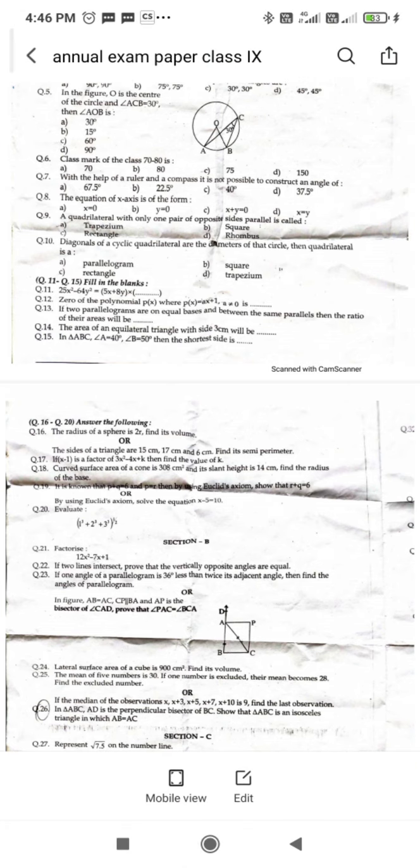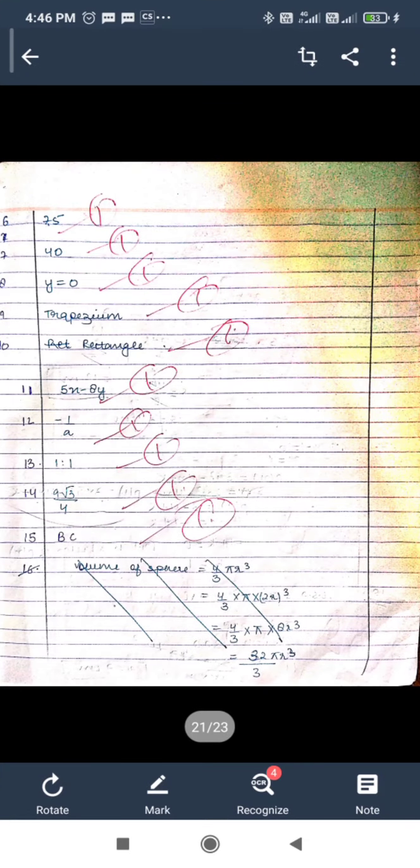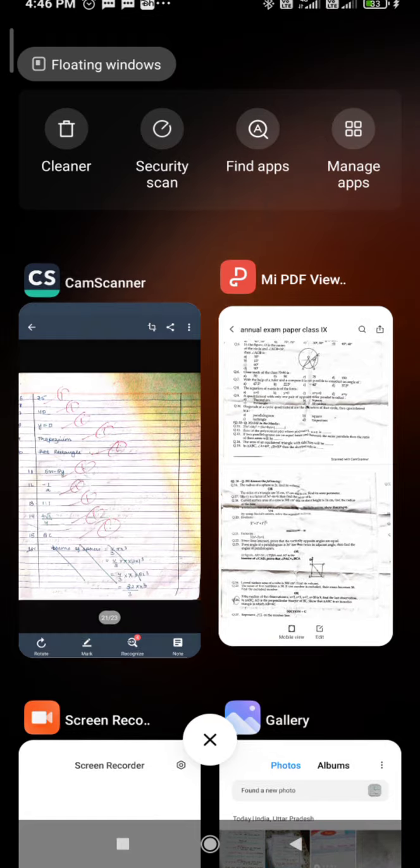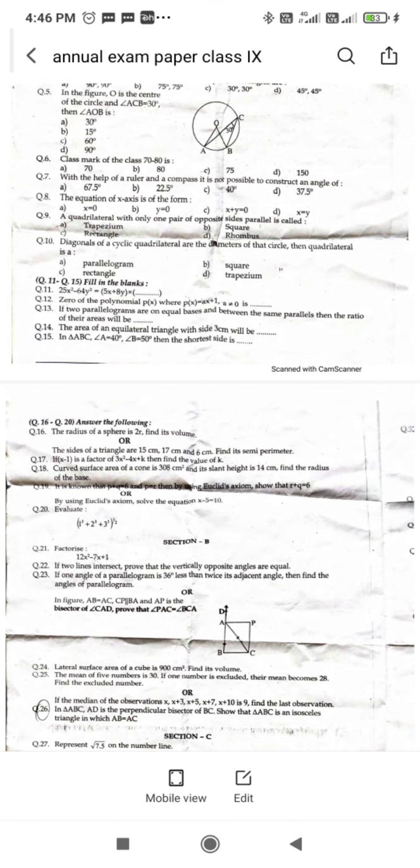Okay, now next question number 16. Solution based. Volume, the radius of the sphere is 2r, find its volume. So volume will be equals to 4 by 3 pi r cube. So we will apply the formula.